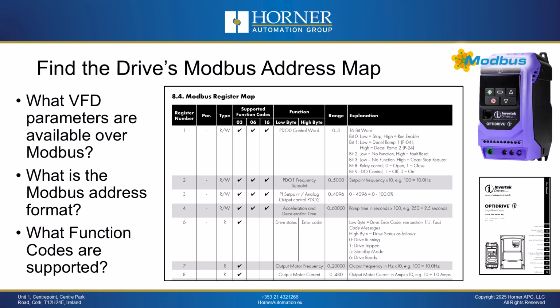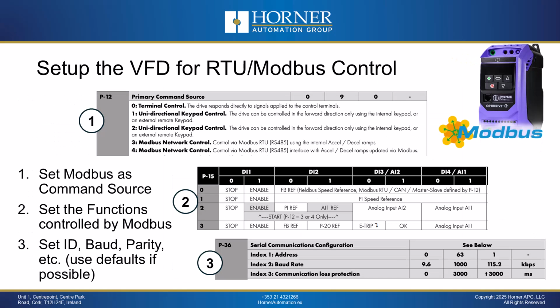So once we have looked at the parameters and figured out the format for the Modbus addresses, we will also want to look at the documentation to see what Modbus function codes are supported. Once we have looked at the documentation for the drive, we need to set up the drive by adjusting a few parameters for Modbus control.